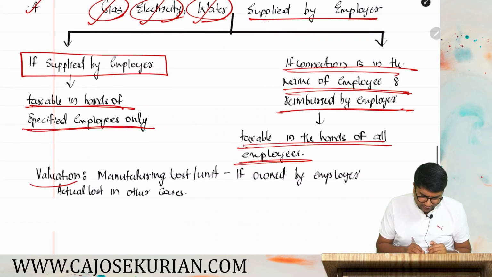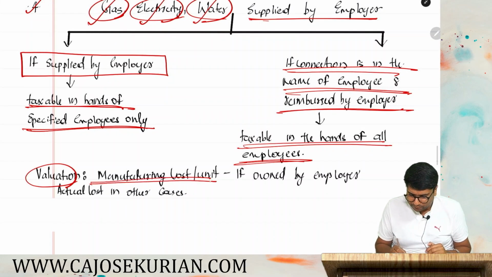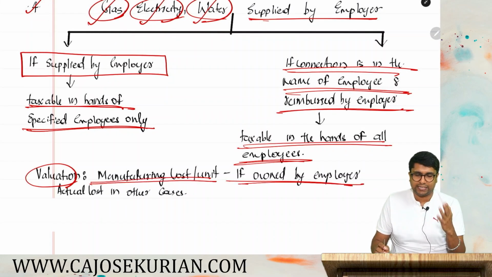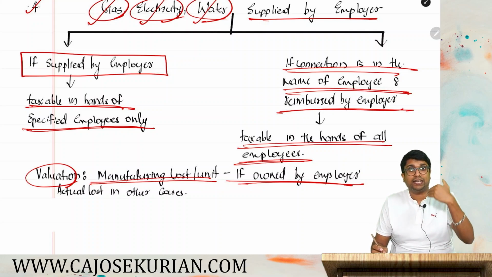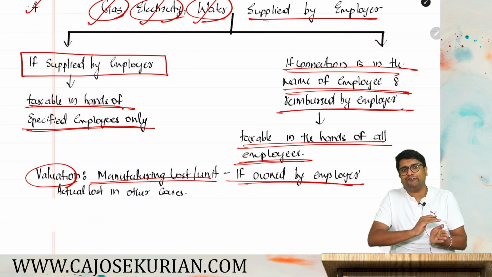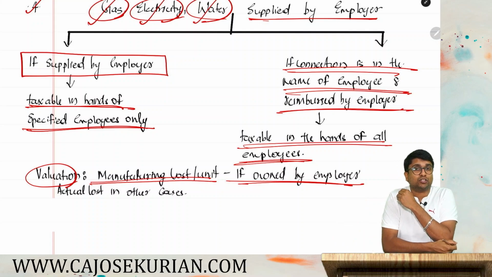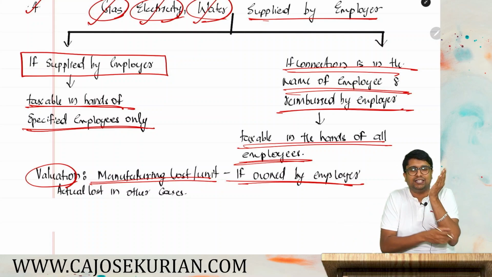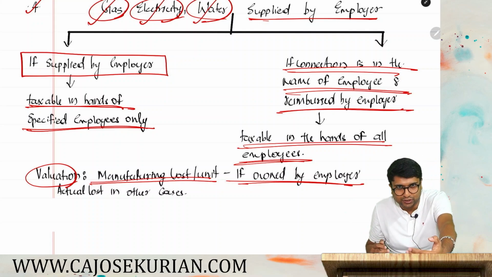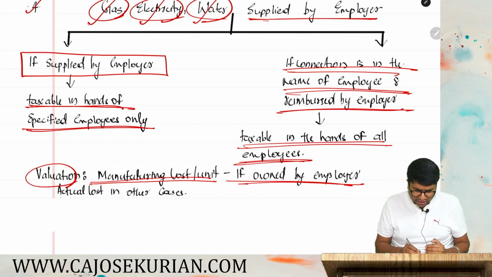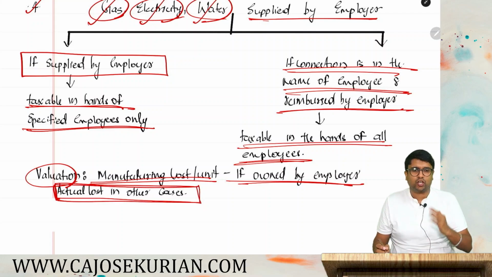Now let's understand the valuation. Manufacturing cost per unit if owned by the employer. Say, for example, the employer is actually a gas agency. The employer is giving free gas to one of its employees. Then whatever be the manufacturing cost of the respective gas per unit shall be the taxable value of perquisite in the hands of the employee. And if that is not owned by the employer, then actual cost paid by the employer.